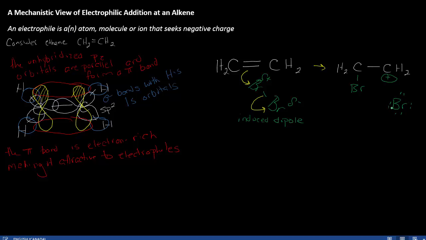This results in a temporary carbocation, that is then attacked by the bromide ion. The resulting compound that's formed is 1,2-dibromoethane. So we have successfully added Br2 to an ethene molecule.